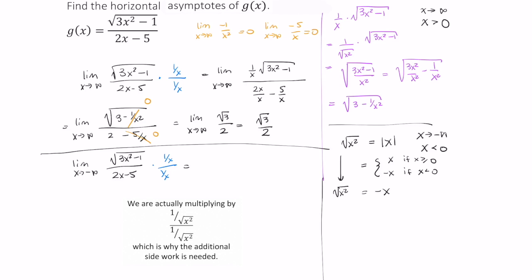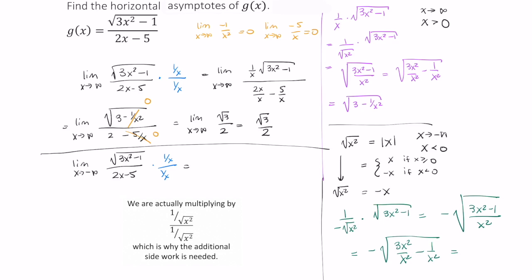Well, rather than having 1 over the square root of x squared, we actually need 1 over negative times the square root of x squared, and that's being multiplied to 3x squared minus 1. So we end up with negative 3x squared minus 1 in the root divided by x squared, which simplifies to negative 3x squared over x squared minus 1 over x squared, or negative square root of 3 minus 1 over x squared.